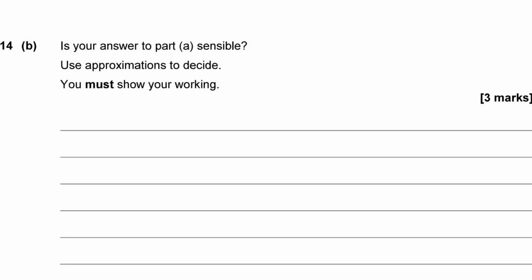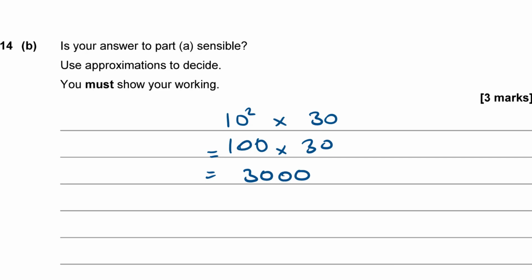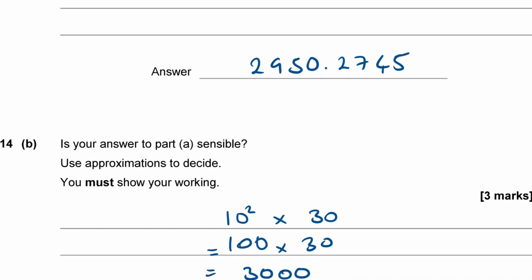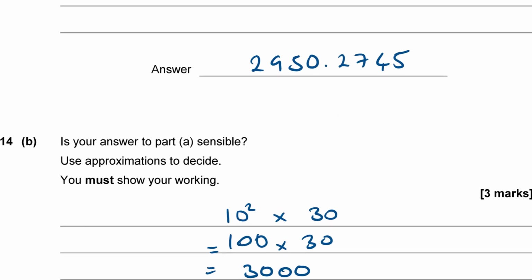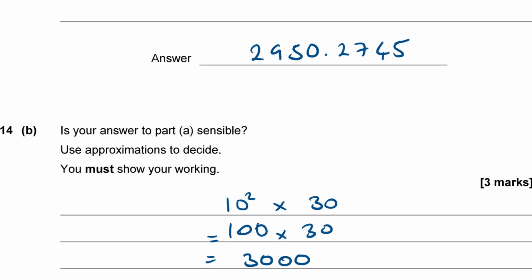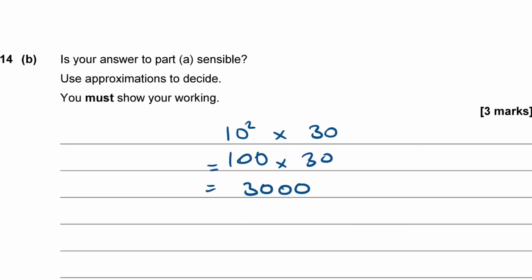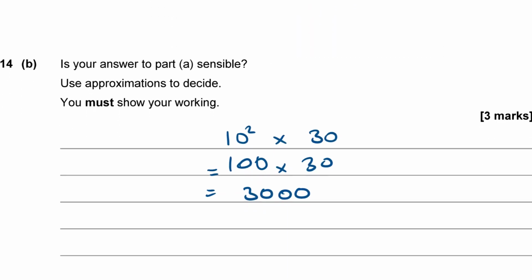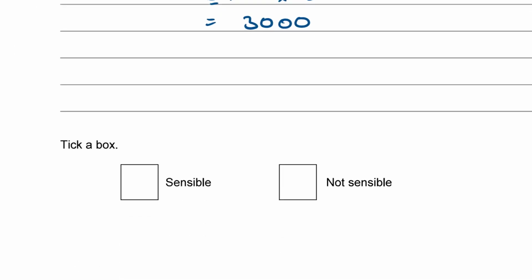Okay, so let's work out down here 10 squared times 30. Well, that's just 100 times 30, which is 30 with 2 extra zeros, 3,000. Okay, so my estimate was 3,000. My actual answer was 2,950. So that's not bad, is it? It's only 50 out, which is not too much when you're talking about thousands. So yeah, I'm going to say it was sensible.